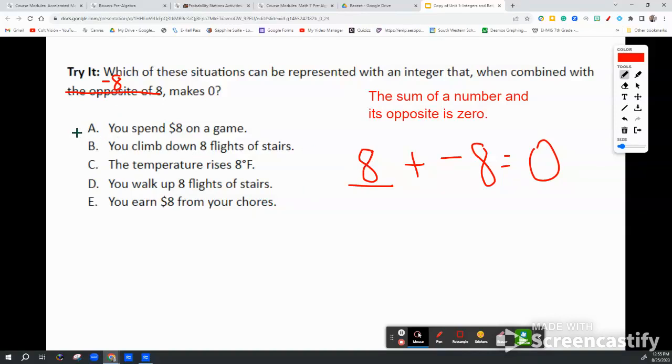So as you read them, pause and read them and see if you could pick the right ones. There's more than one. So here's the correct answers. I've circled the word each time that really indicated that it was a positive 8. Rises, up, earn. These are all things that indicate a positive direction, whereas down, spend, they would be negative.